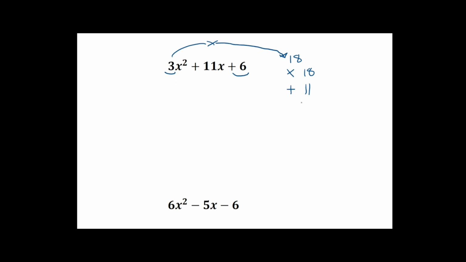Well, the factors of 18 are 18 and 1. Obviously, it's not one of those. 2 times 9, that's 18, and it looks like it might be our winner, but we'll just make sure. 3 times 6 is also 18, but 3 and 6 add up to 9, so it can't be that. Our winner chicken dinner is that.